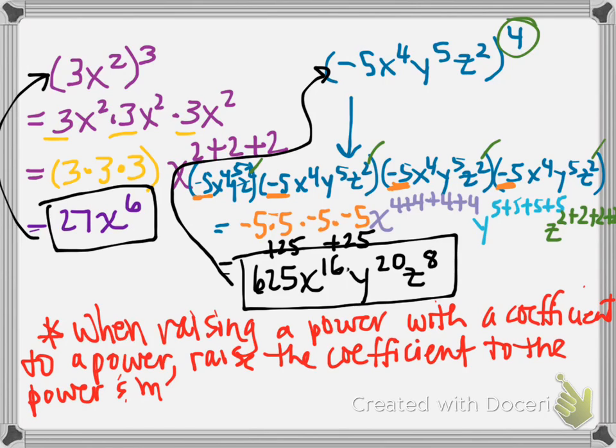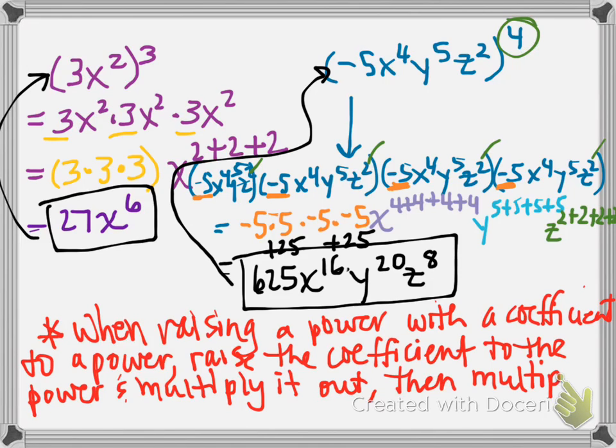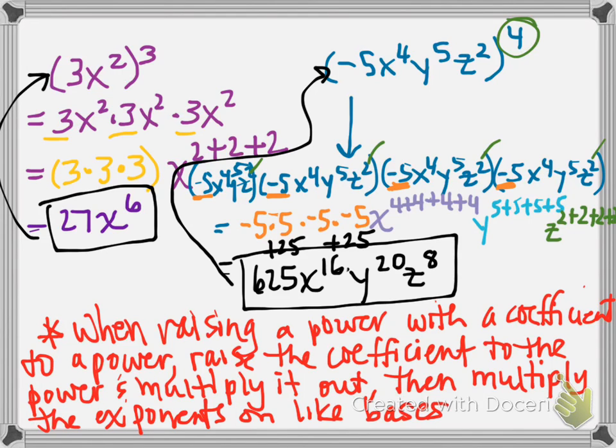and multiply it out, then multiply the exponents on like bases. So I got different exponents on my variables because I had different exponents to begin with. And I'm not going to get the same answer when I multiply 4 by 4 and 5 by 4 and 2 by 4. I've got to get different answers because those products are going to be different.